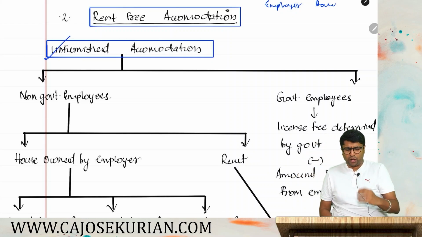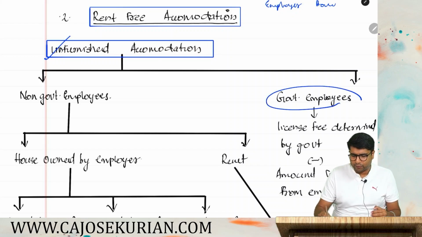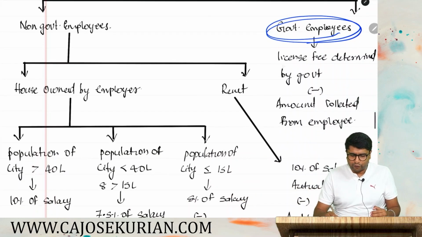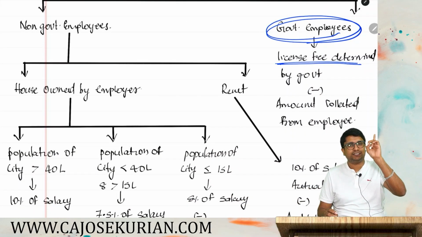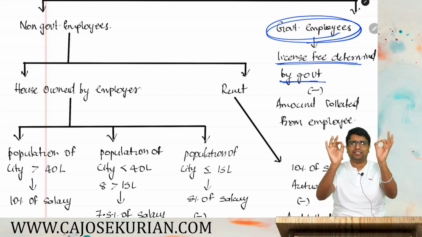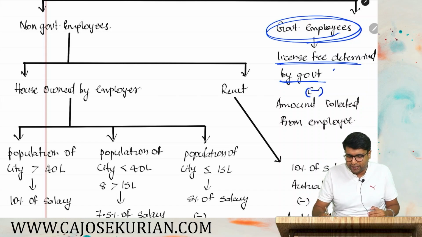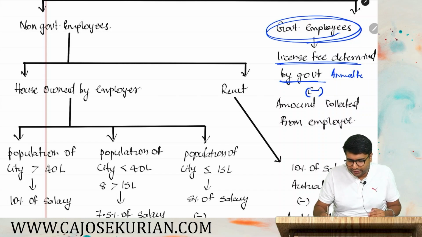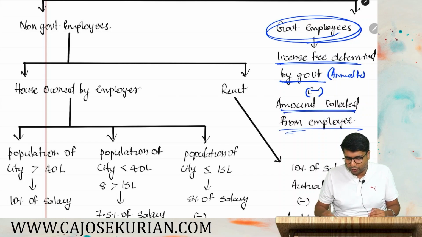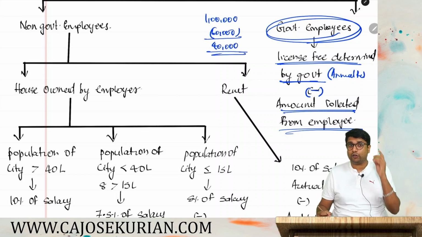So if the employer is giving an unfurnished accommodation to the employee, then you have to check whether the employee is a government employee. If the employee is a government employee, then for every house given by the government, there will be a license fee determined by the government. So every house, the government will have a base value, that is said to be the license fee, and that will be given in the question. This will be an annual fee. From that you can deduct the amount collected from the employee. So the annual fee is 1 lakh and the employee pays 60,000 rupees every year for that respective accommodation. So the taxable value shall be 40,000. So this is how you have to value if you are a government employee.